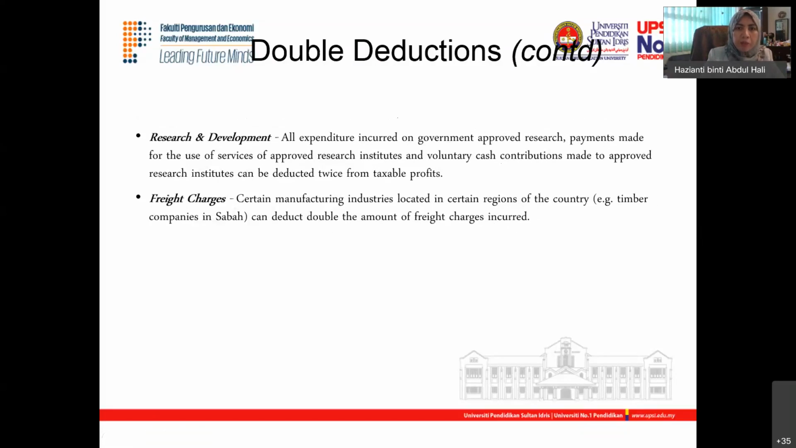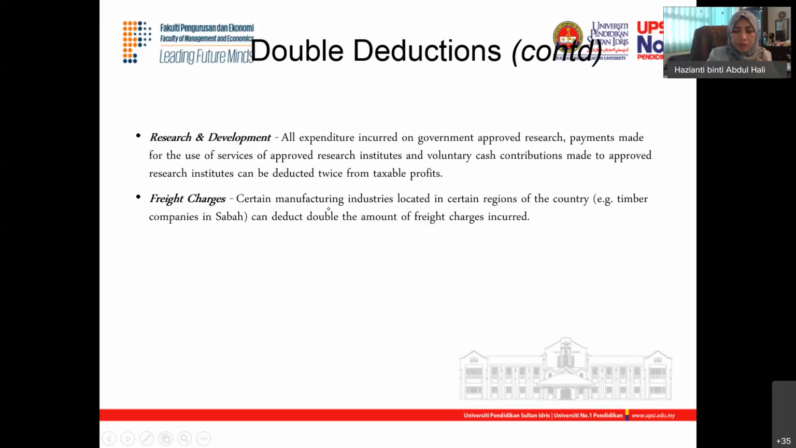R&D is the same too. If you do government approved research, for example the other day, research on vaccines and so on. So government approved, then the profit or the expenses can be deducted twice. So again, when we talk about deductions, we're talking about deduction that will help reduce the income, that will eventually reduce the income tax payable. So we want to reduce the tax.